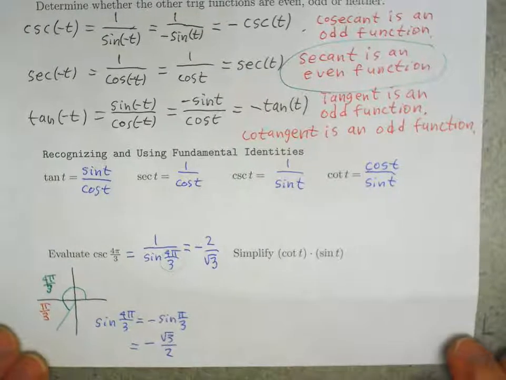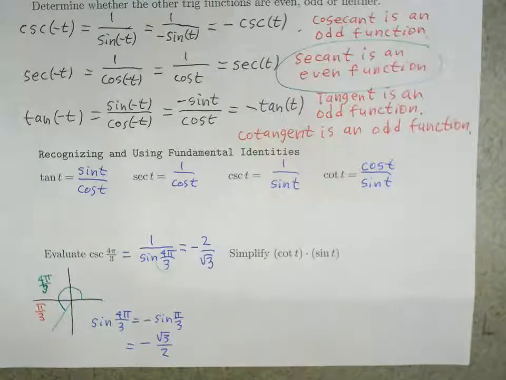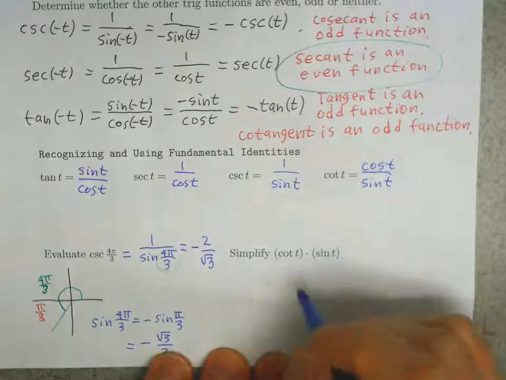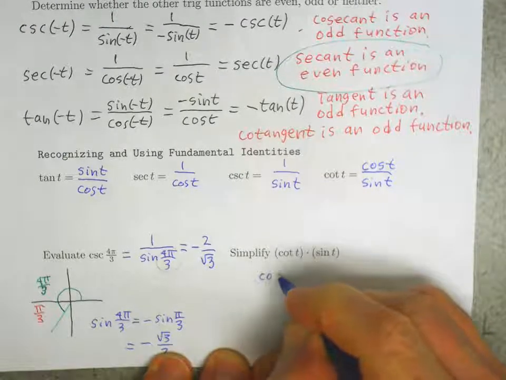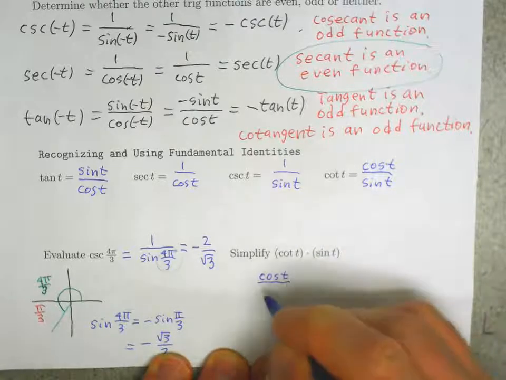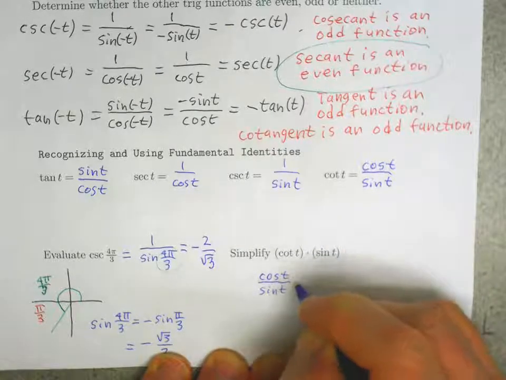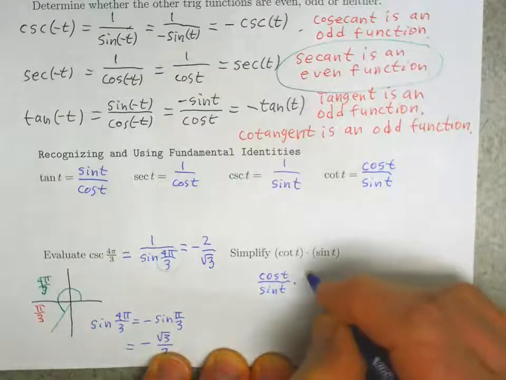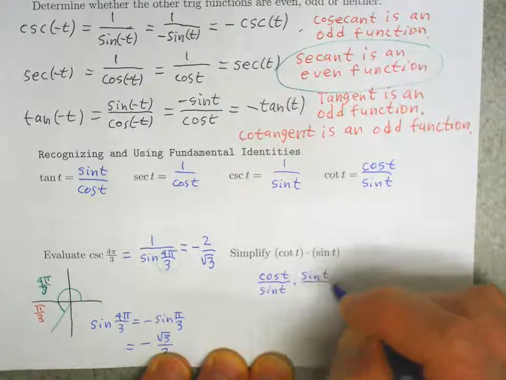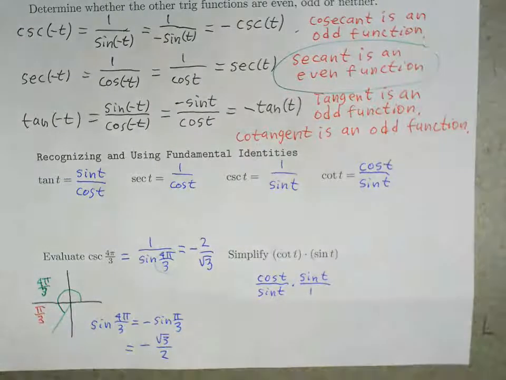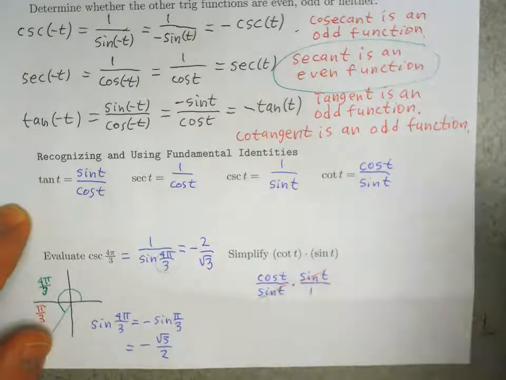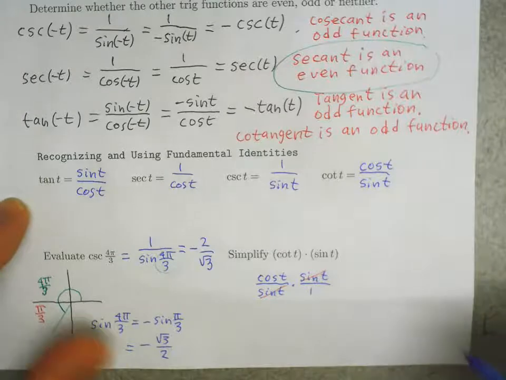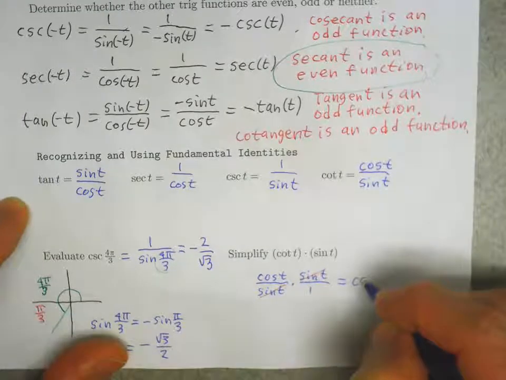Okay, the next exercise, simplify the cotangent of t times the sine of t. Cotangent of t is cosine of t over sine of t, and then sine of t in the numerator, we can write it as sine of t over 1. And we get a cancellation. Sine of t divided by sine of t is equal to 1. And so this simplifies to cosine of t.